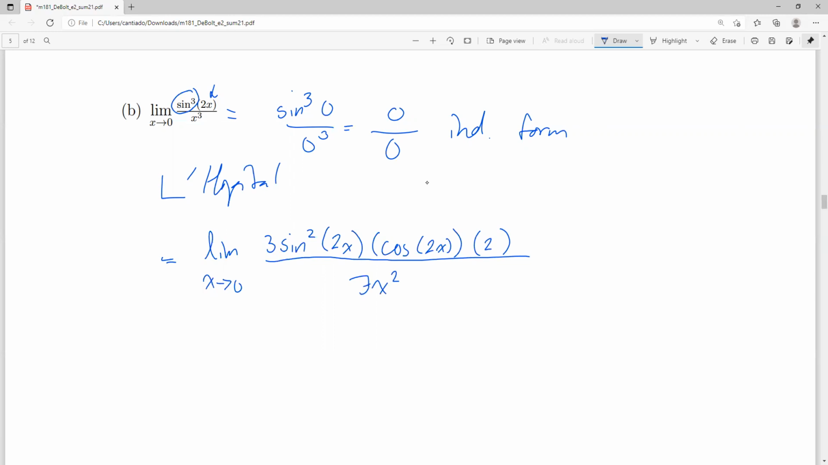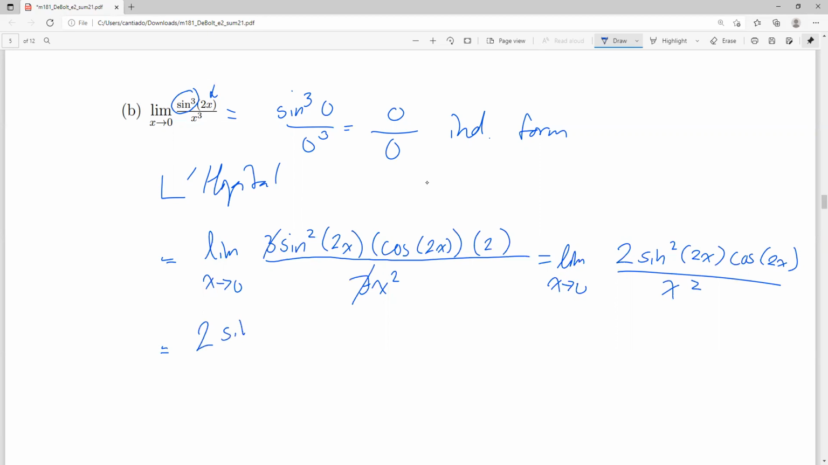So what are some things we can cancel out here? The 3's cancel out, and that's it. So let's go ahead and rearrange this real quick. So we got the limit as x approaches 0 of 2 sine squared of 2x times cosine of 2x all over x squared, right? Well, what's going to happen here? If we plug in 0, we'll have 2 sine squared of 0 cosine of 0 all over 0 squared. Because sine squared of 0 is equal to 0, we'll get 0 over 0 again.